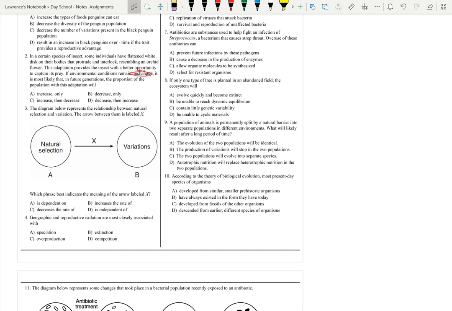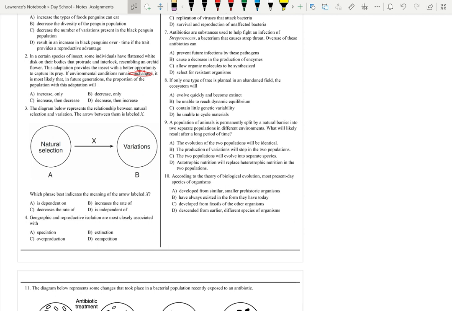B. Cause a decrease in the production of enzymes. How does it have anything to do with the question? C. Allow organic molecules to be synthesized. Streptococcus bacteria, using antibiotics on streptococcus bacteria allows photosynthesis to happen in your mouth, in your throat. No, it's crazy. D. Select for resistant organisms.